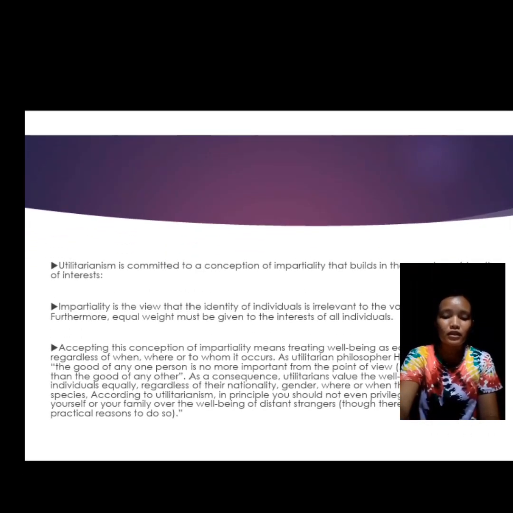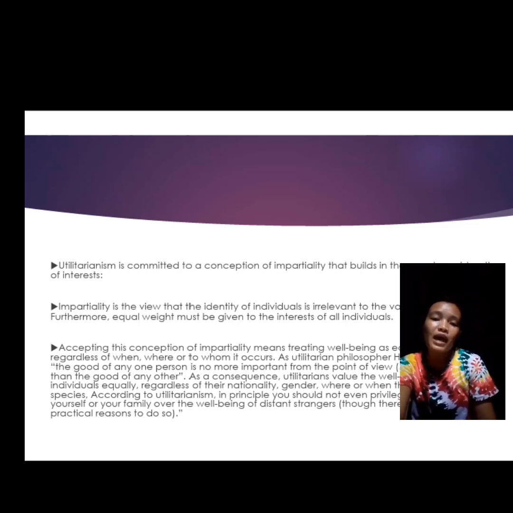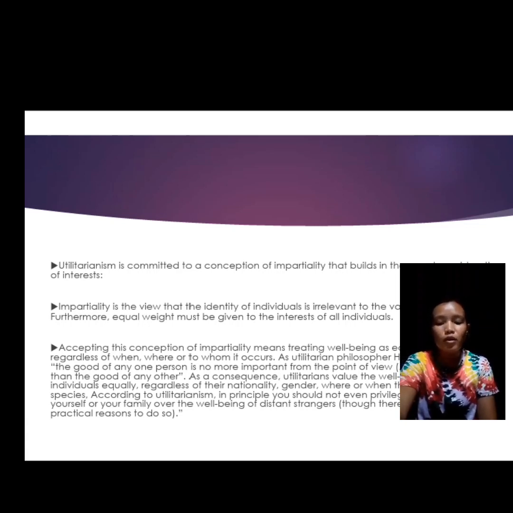Utilitarianism is committed to a conception of impartiality that builds in the equal consideration of interests. Impartiality is the view that the identity of individuals is irrelevant to the value of an outcome. Furthermore, equal weight must be given to the interests of all individuals. Accepting this conception of impartiality means treating well-being as equally valuable regardless of when, where, or to whom it occurs.